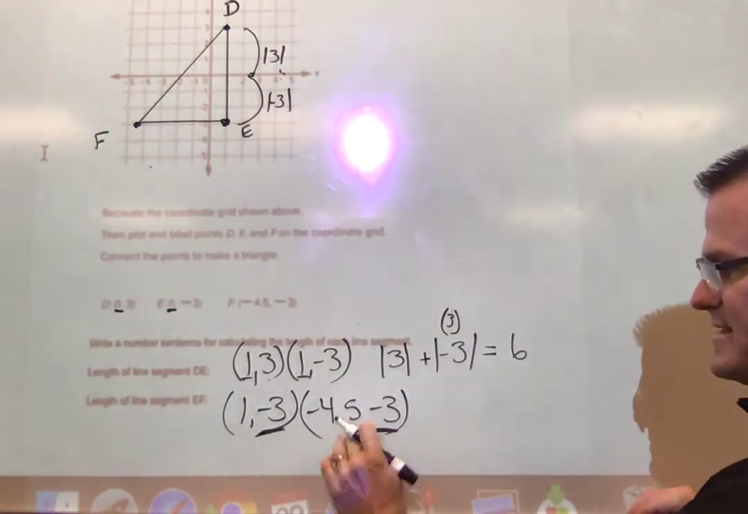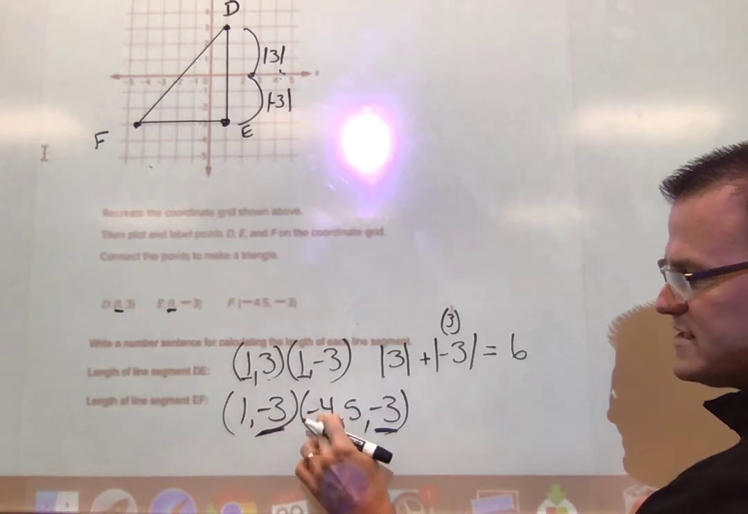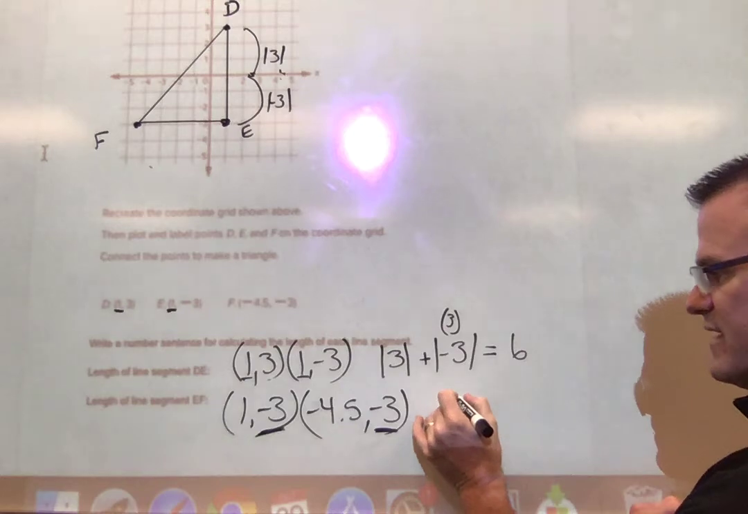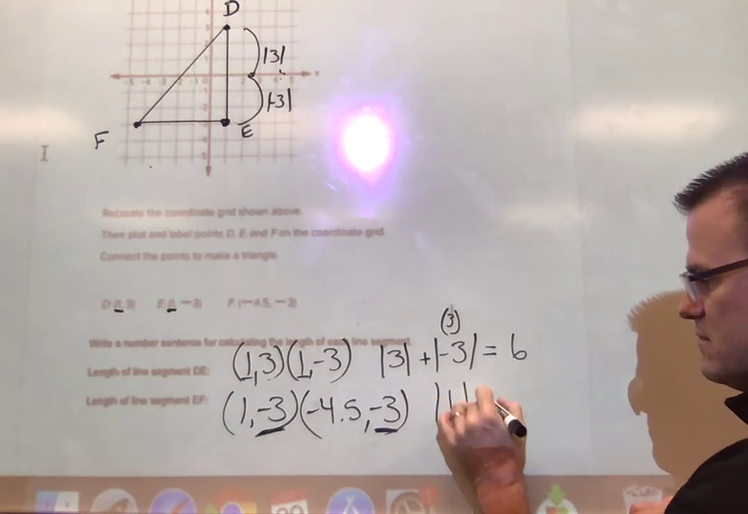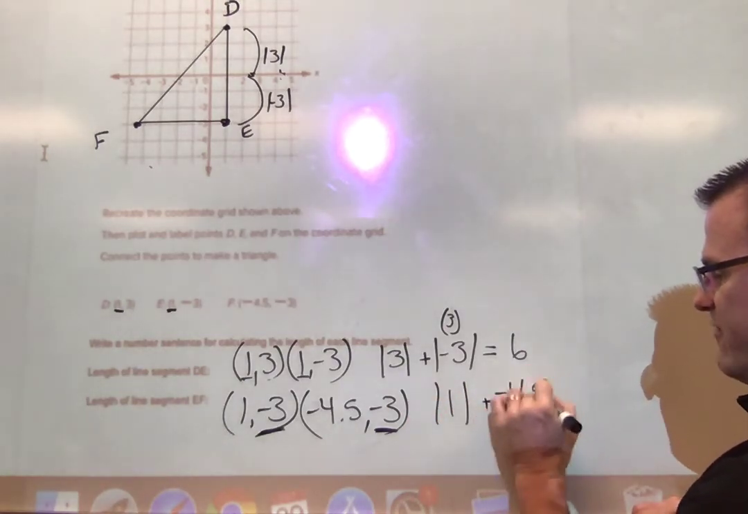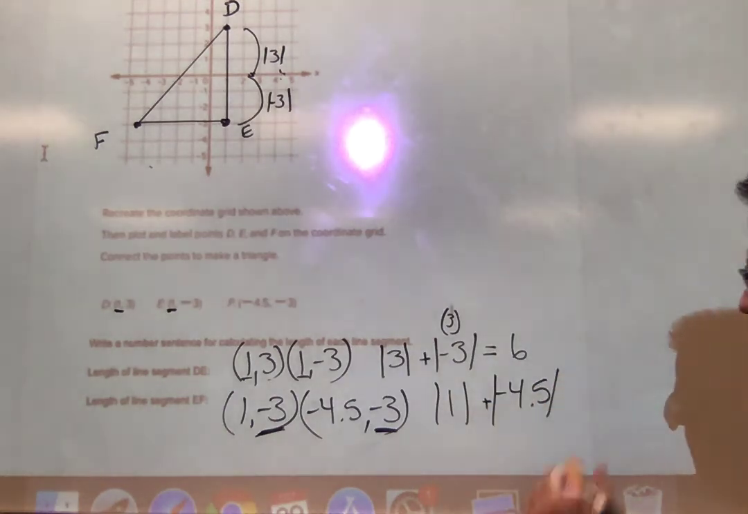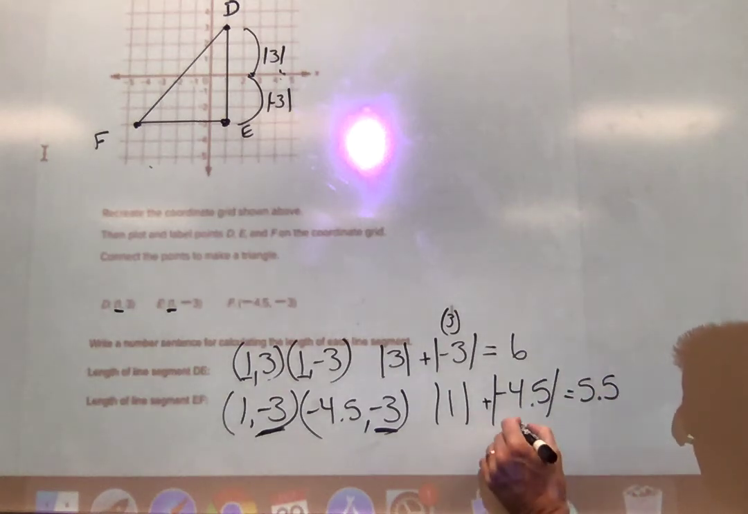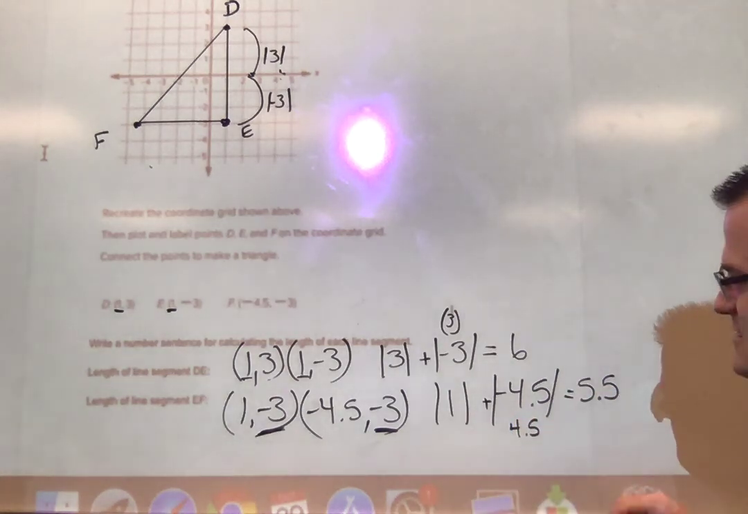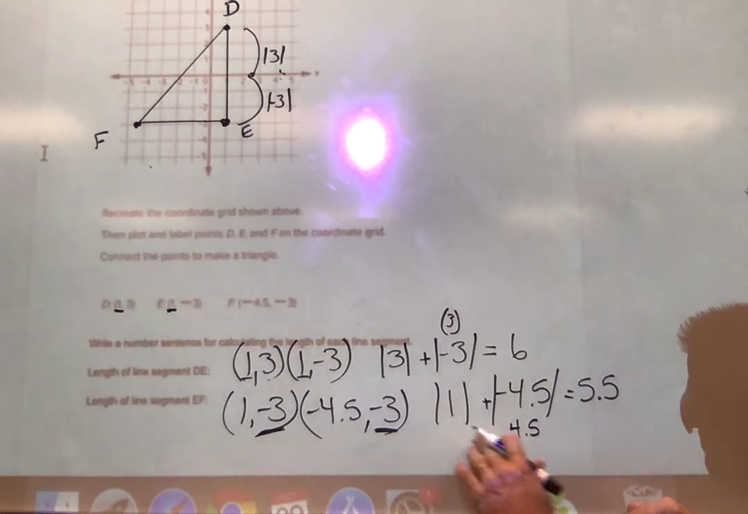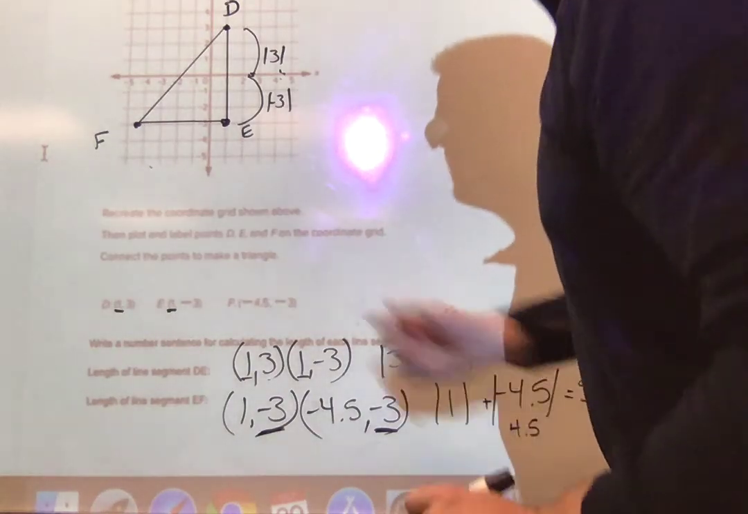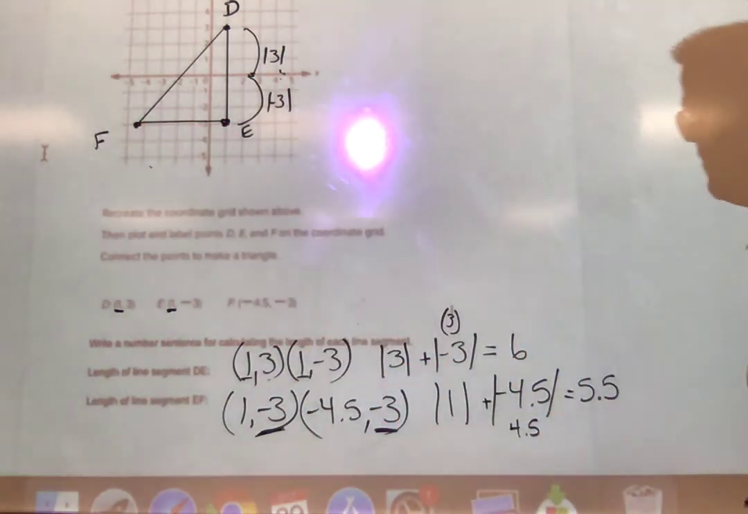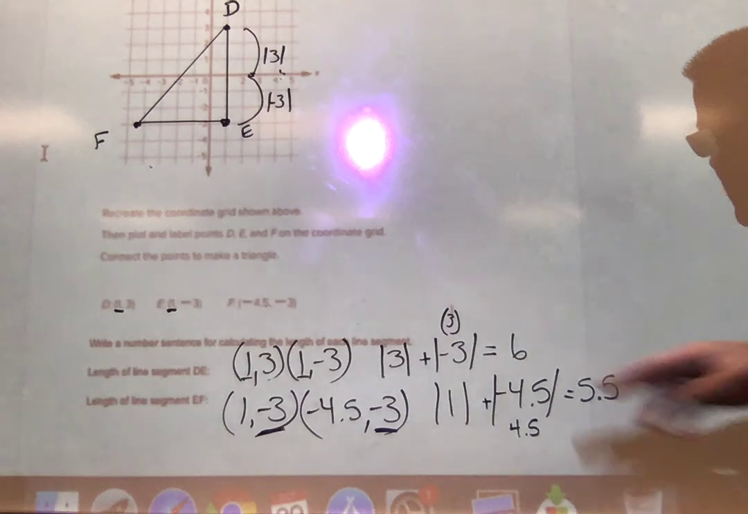Well, let's look at their x-coordinate now. One is negative and one is positive again. So we know to add their absolute values. So I'd have the absolute value of 1 plus the absolute value of negative 4.5. Get those absolute values. And I know my answer would be 5.5 because this becomes positive, right? The distance to the 0 line is always positive. So 1 plus 4.5 is 5.5. And I can check that out here and see it is 4.5 plus 1 is 5.5. So I know that I'm correct in finding that distance.